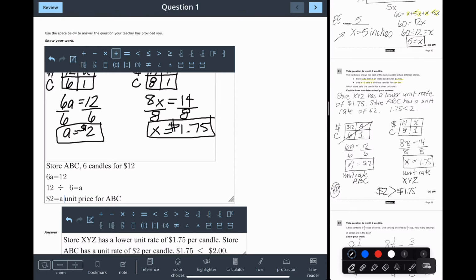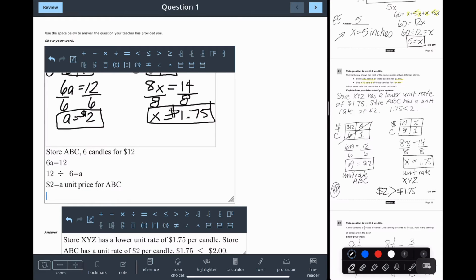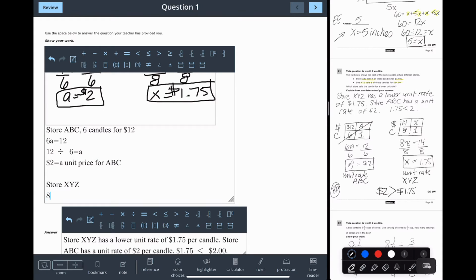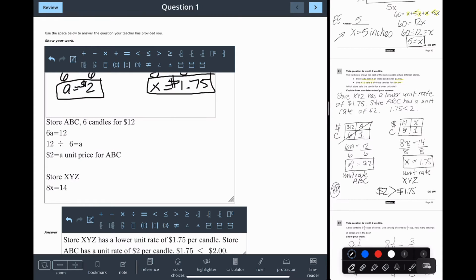So this one's not as easy to type out, right? So the drawing can help. It definitely helps a lot. And I could do the same thing for store XYZ. 8x is equal to 14. Maybe in this one I want to show the division, so I'm going to do it as a fraction.